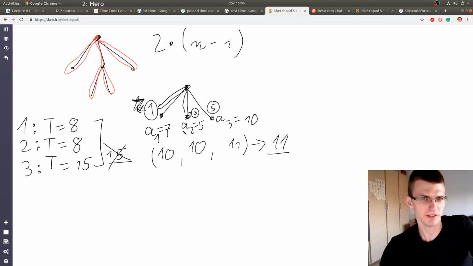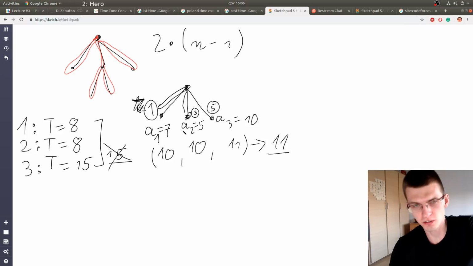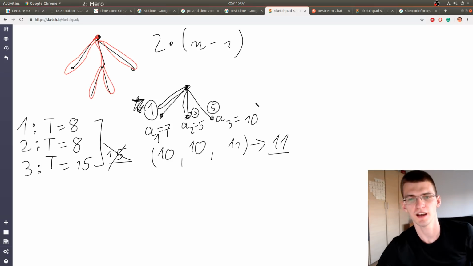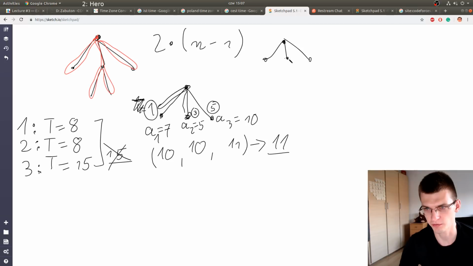So if there is only a root and some children, then it makes sense that we should sort them by their AV value and visit them from the biggest one. And this would work, but things get trickier when the tree looks more complicated. So maybe there are a few children of a root, but they also have some subtrees.